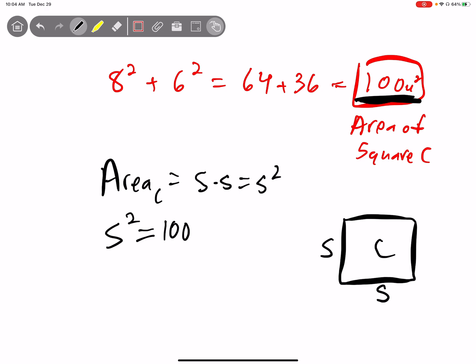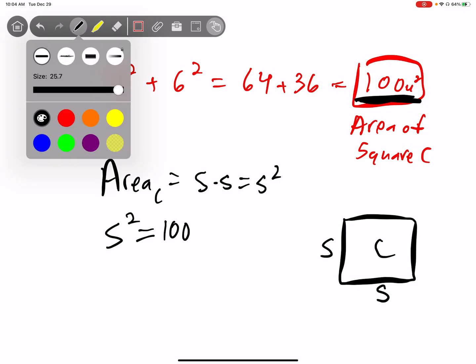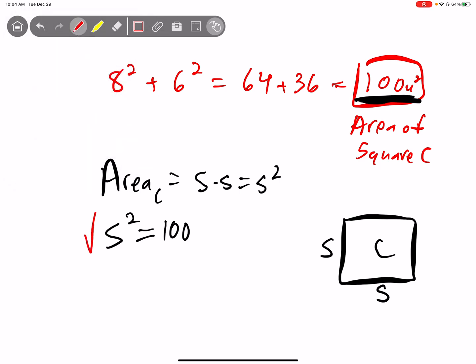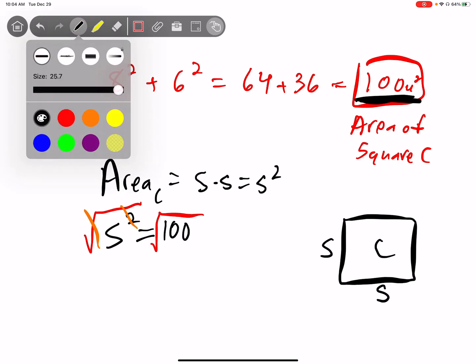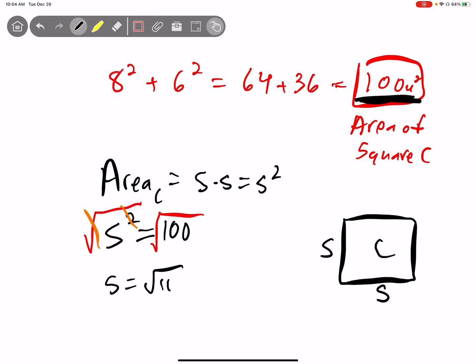Well, how do I figure out what squared equals 100? I just have to undo this. This is another way that we solve equations. I have to get the square root. If I get the square root, the square root and the square cancel each other out. S equals the square root of 100, and we know that the square root of 100 is 10, because 10 times 10 gives me 100. So that means that every side of this square is 10.